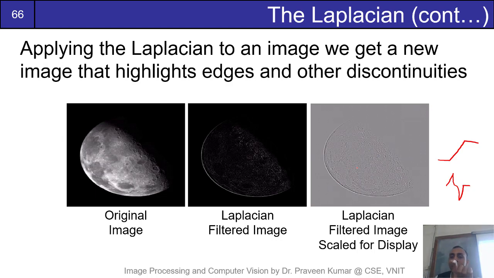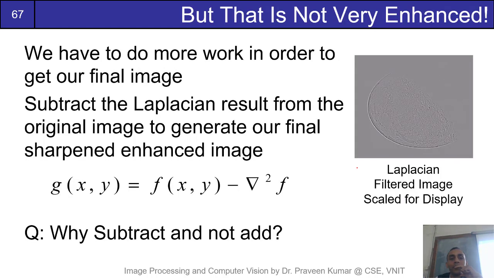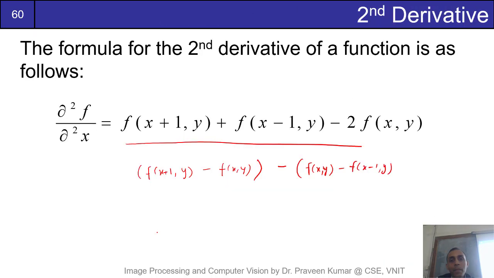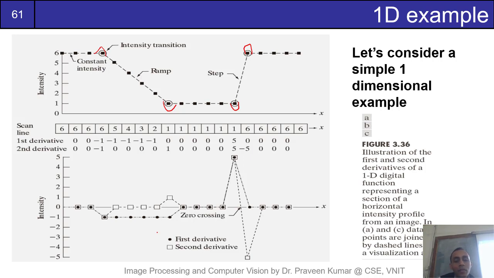So how will you sharpen it now? This is the second derivative response. How will you sharpen it? Take the original image. And should we add or subtract this? Why? In the original intuition, what we were doing was adding the unsharp mask to the original image to enhance it. In this case, we need to subtract. Why? Because we were taking the forward difference, we wanted this response here, but the response was negative, thus the opposite of what we wanted. So to take care of that, we'll just reverse the sign.